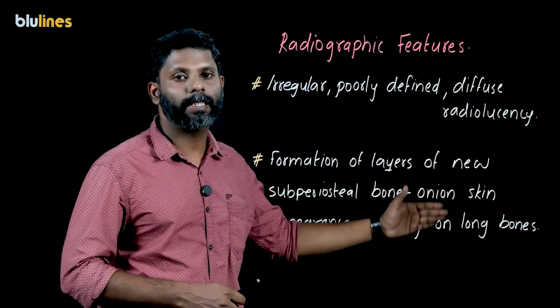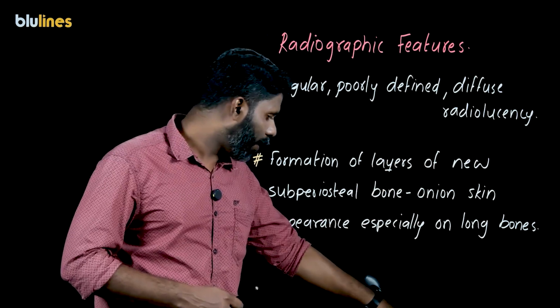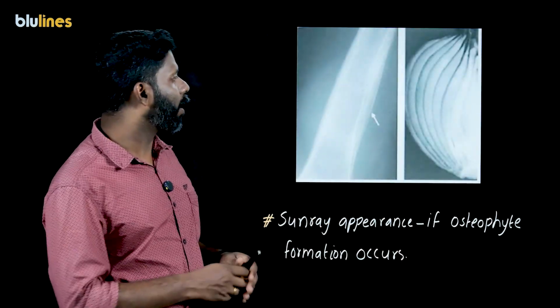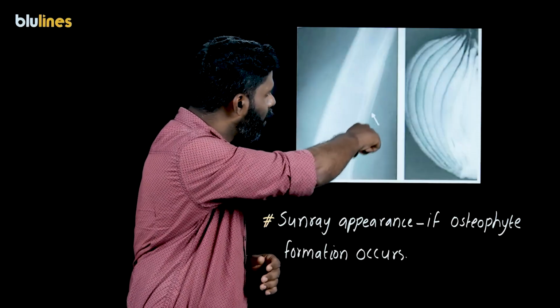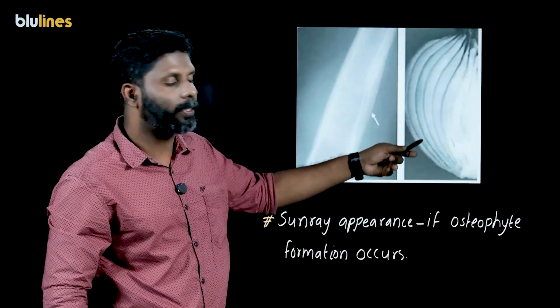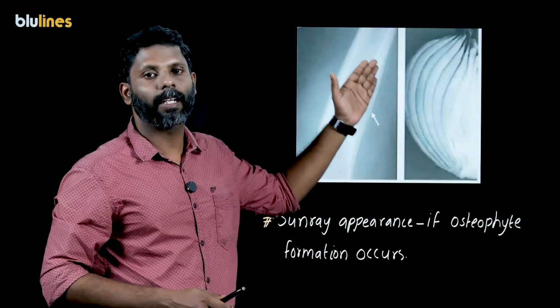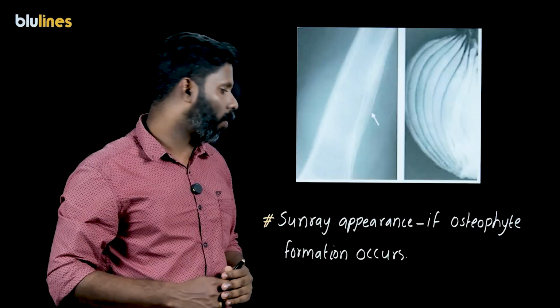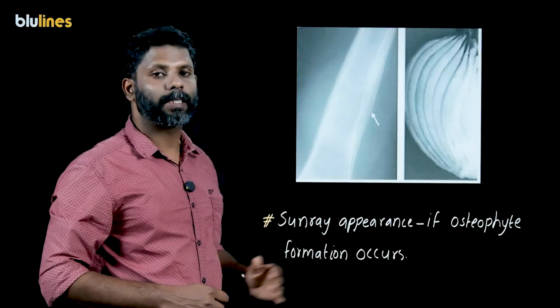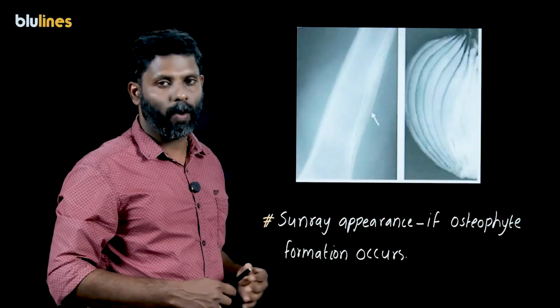This is especially seen in the case of long bones when compared to the maxilla or mandible. There will be cortical thickening or new bone formation which will exactly resemble the onion skin. So, onion skin or onion peel appearance is a characteristic radiographic appearance of Ewing sarcoma. And sometimes there is a sunray appearance if the new bone formation occurs.